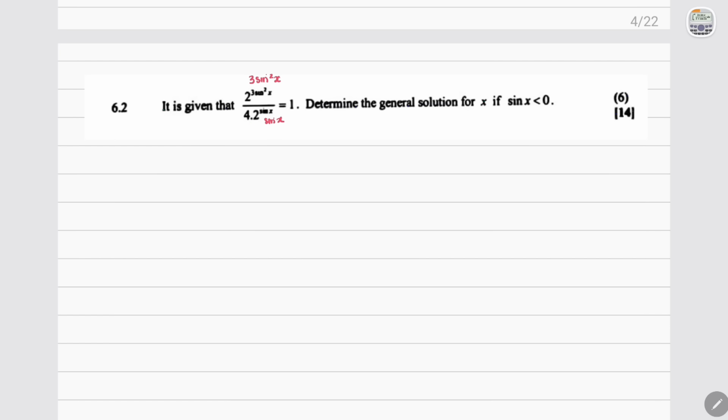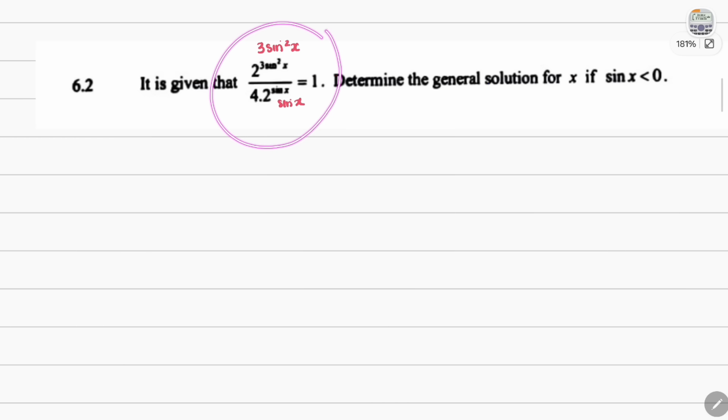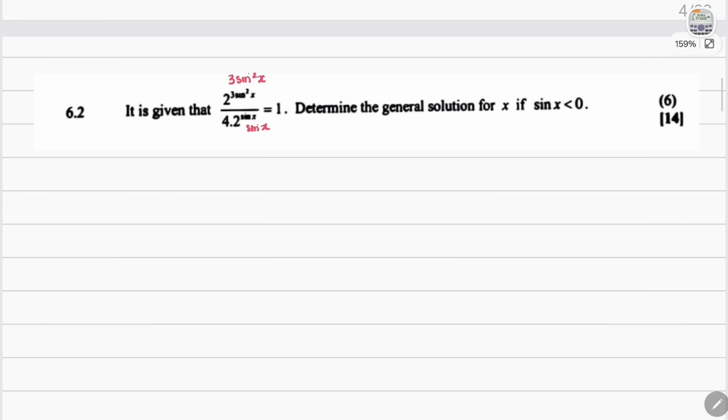over 4 times 2 to the power of sine x is equal to 1. It may look intimidating, but it's really simple because you just have 2 with an exponent, 4, which can be written as 2 with an exponent, and then you also have a 2 with an exponent. So determine the general solution for x if sine x is less than 0.